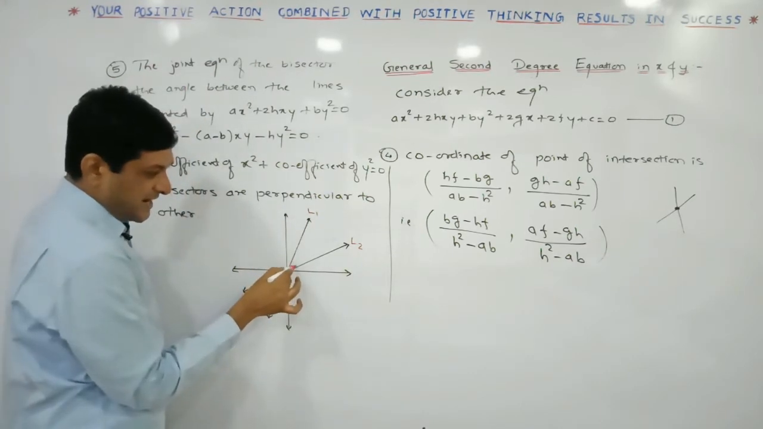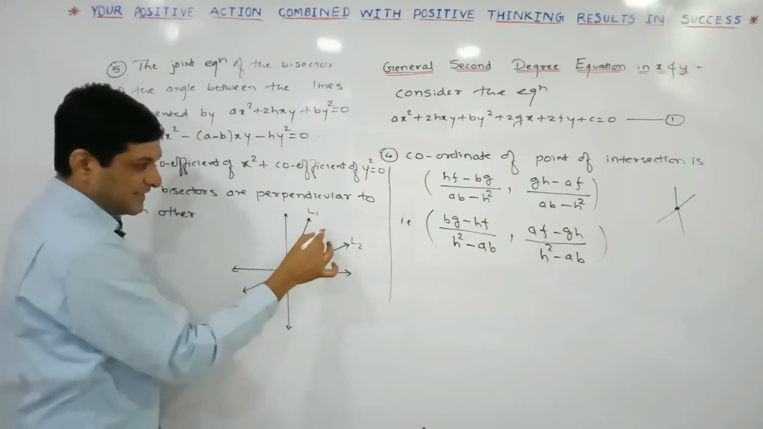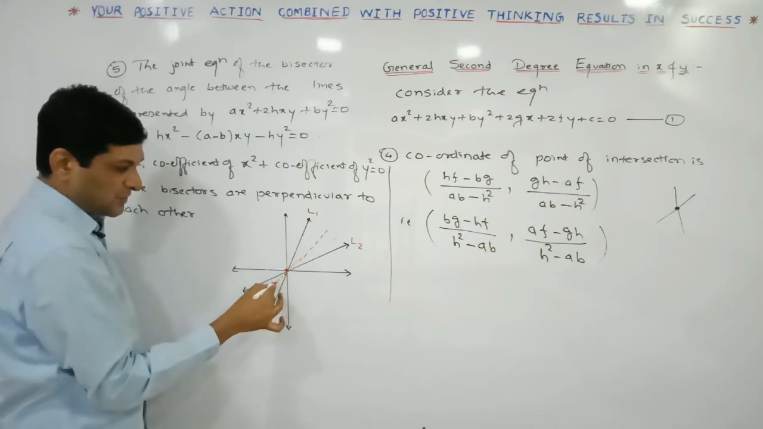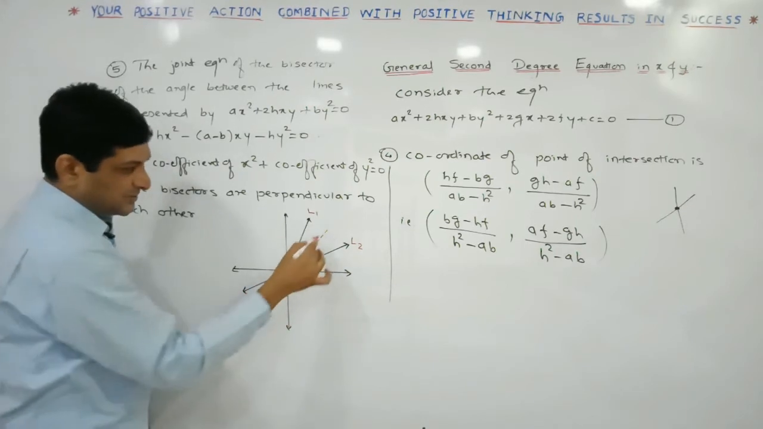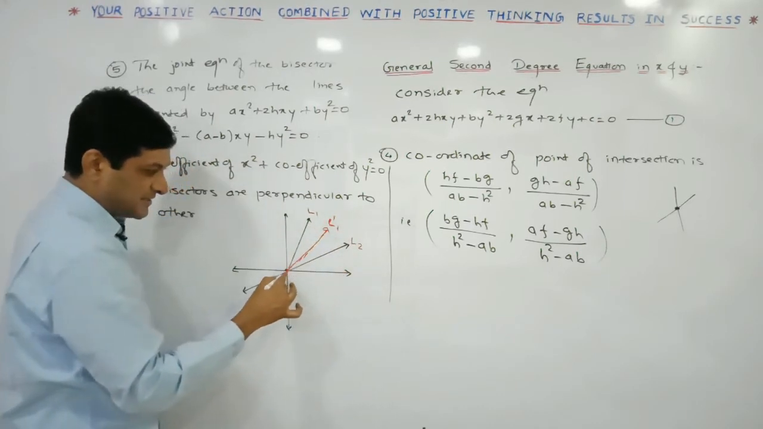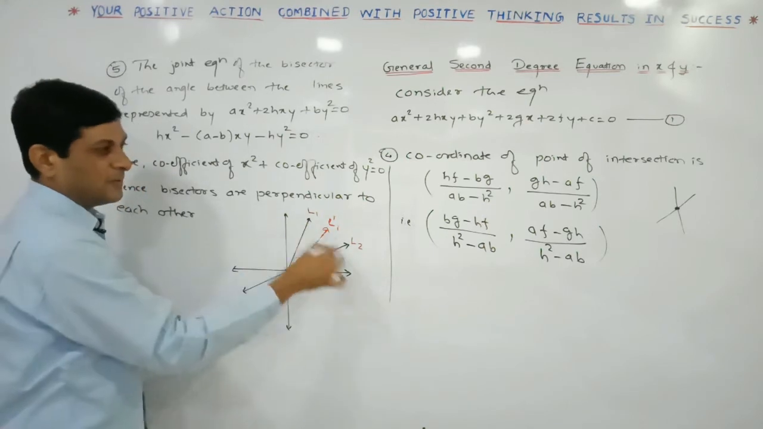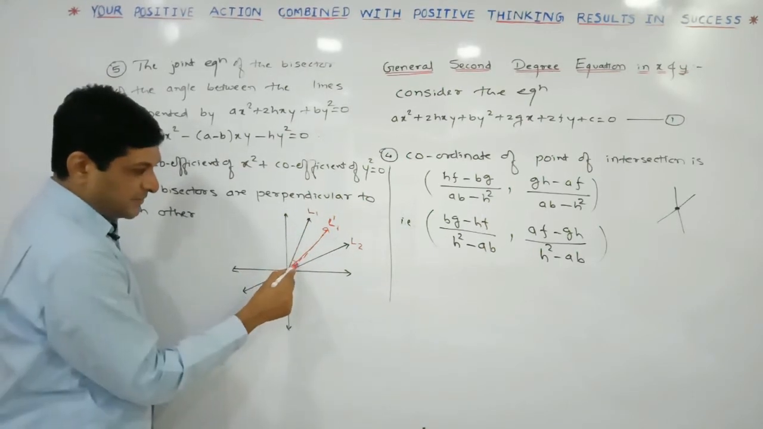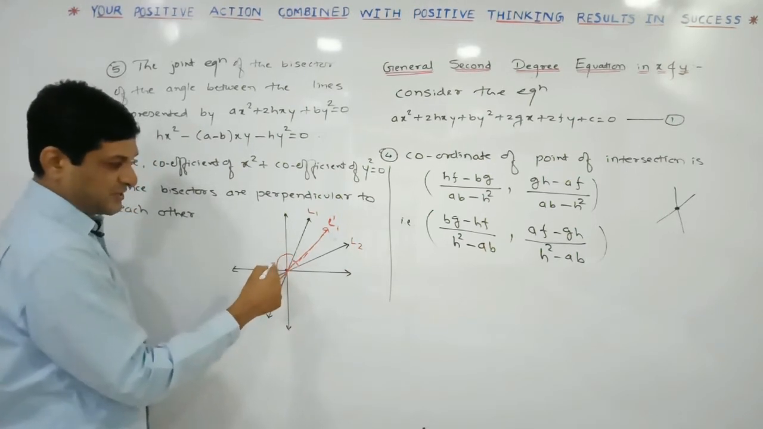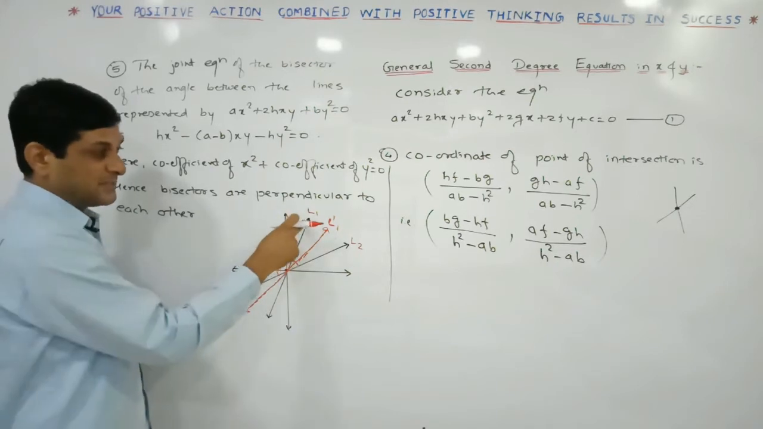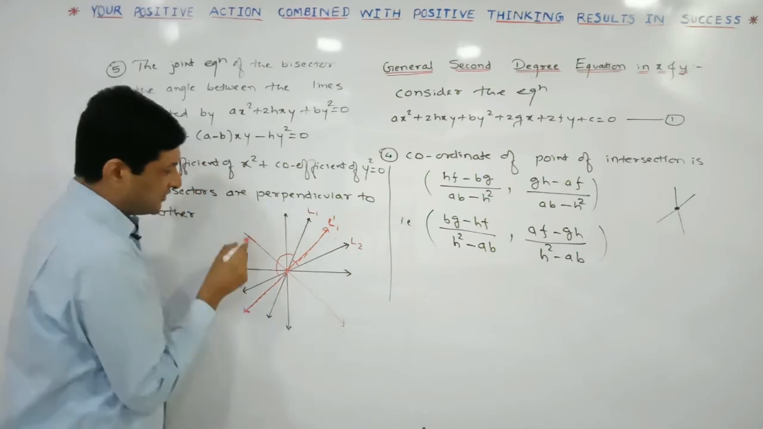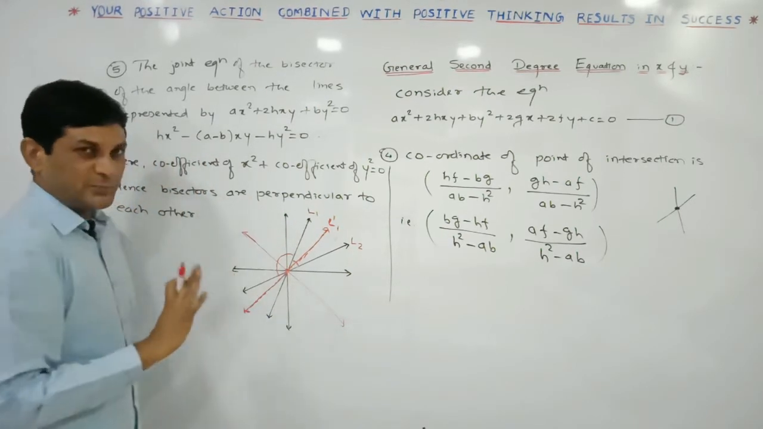So here this is one angle between these two lines. Let this line be the bisector of the angle between L1 and L2. Let us denote it by L1 dash. L1 dash is the line that bisects the angle between L1 and L2, and this is one angle between L1 and L2. Can I say that this is the second angle between L1 and L2? This is acute, and this is the obtuse angle between L1 and L2. Let us suppose that this line is the bisector of this obtuse angle.